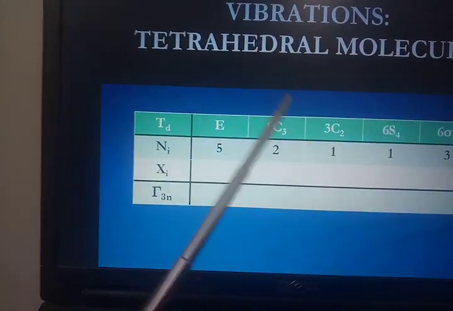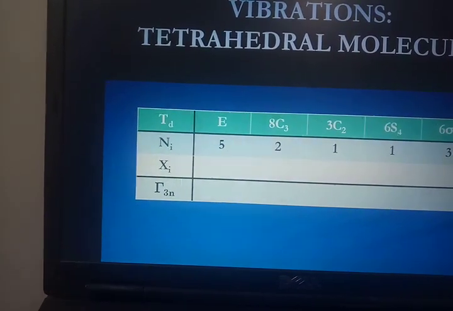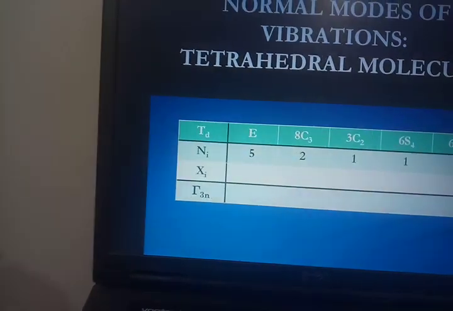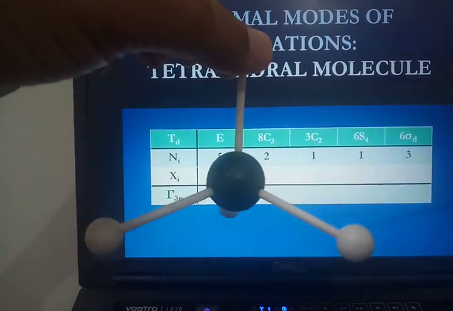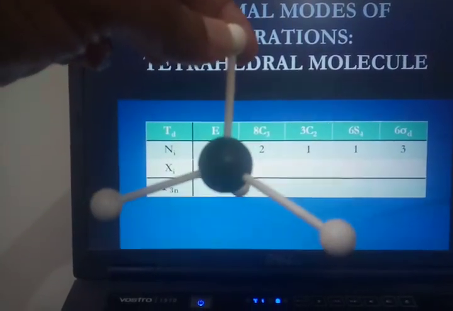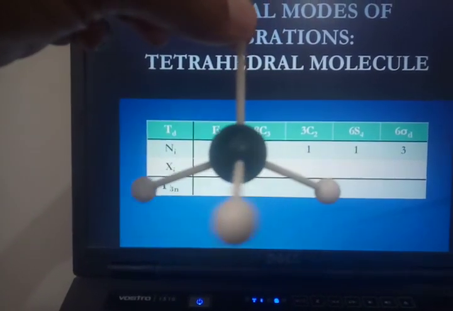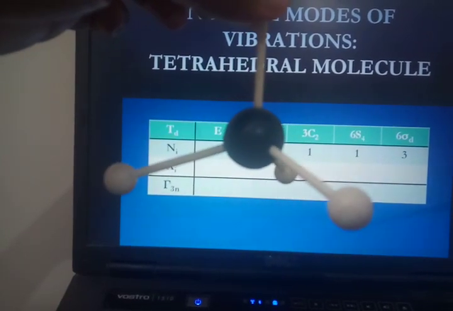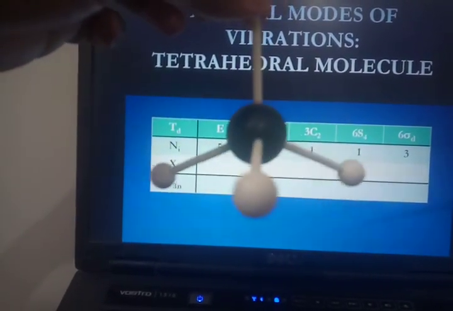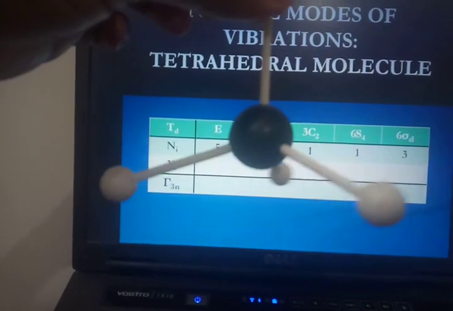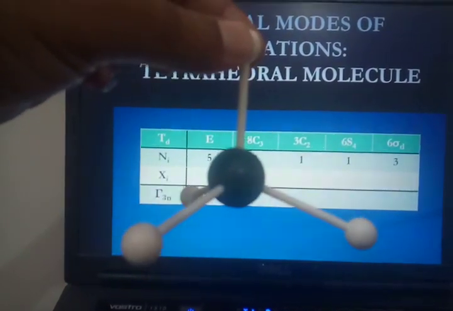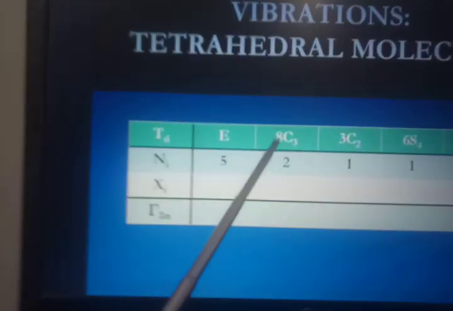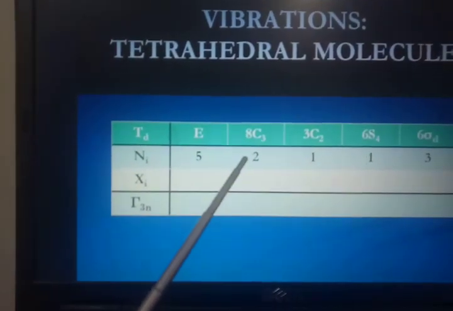But if we consider the rotation along the C3 axis, taking the example of the methane molecule, then on rotating we find that the position of one of the hydrogen atoms and the carbon atom remains the same, while that of the rest of the 3 hydrogen atoms changes. So there are 2 atoms whose position remains unchanged. Thus, the Ni value will be equal to 2 for the C3 operation.